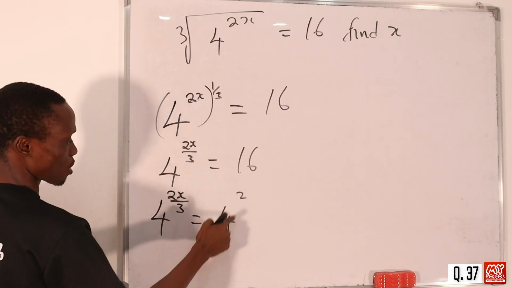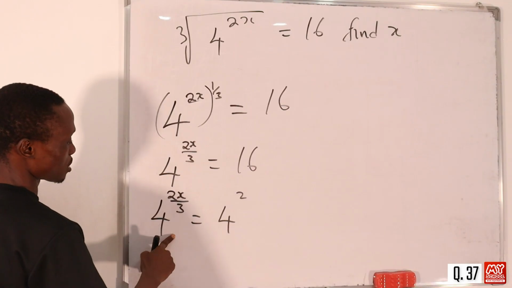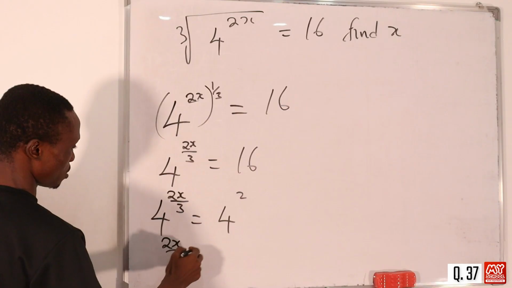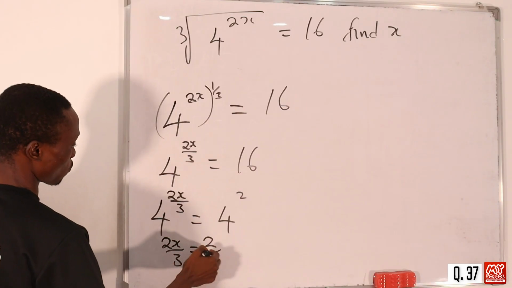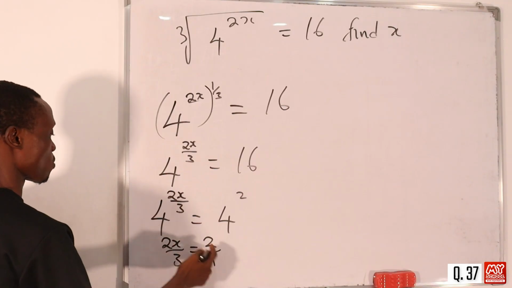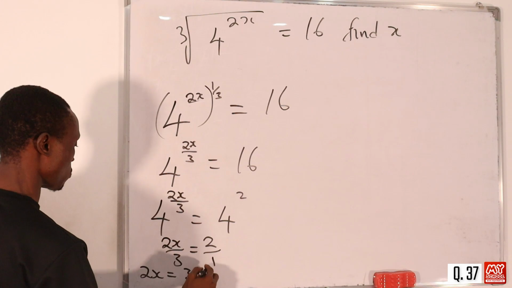Okay, because 4 raised to the power 2 is equal to 16 and the bases are the same. So since the bases are the same, we can equate the powers, so that 2x over 3 is now equal to 2 over 1, okay? 2 over 1 is still the same thing as 2. So we cross multiply. If we cross multiply, we have 2x equals 3 times 2.